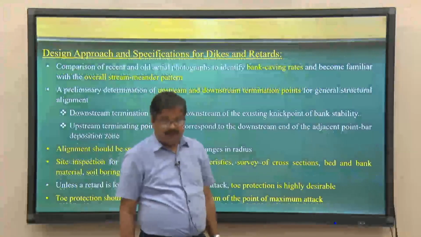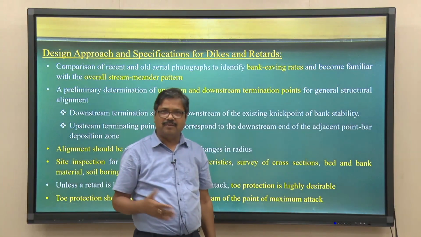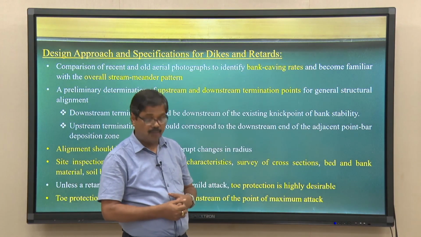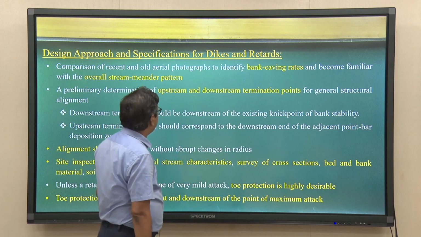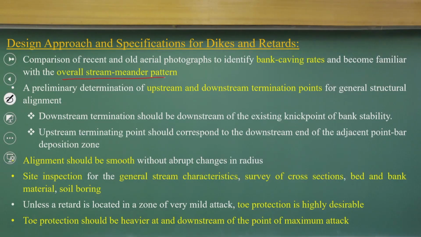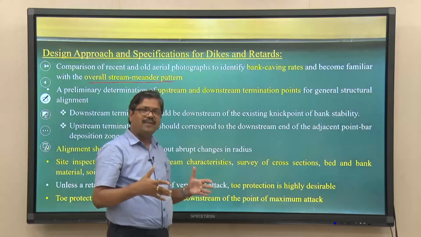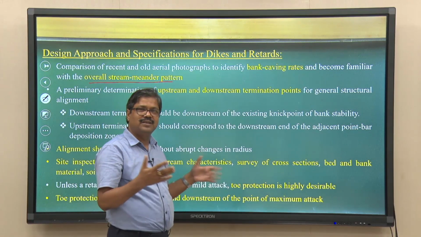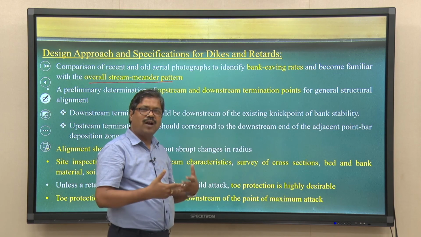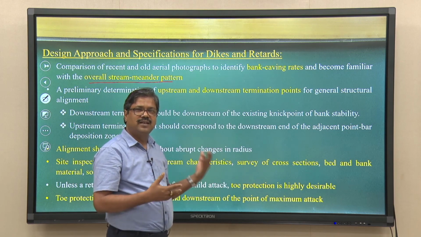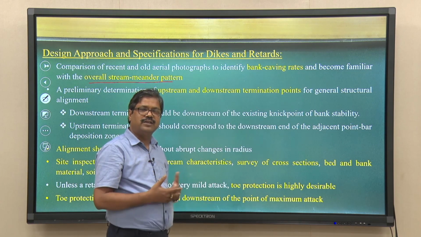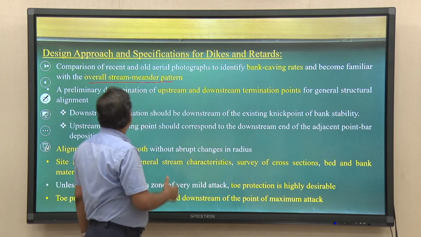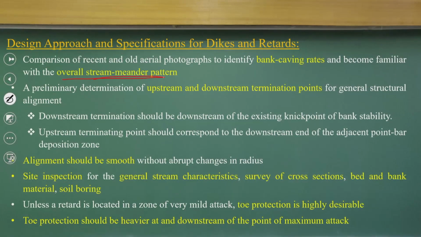Now, let us look at the design approaches, which are qualitative ways of design. We should be familiar with overall stream meandering patterns. Whenever you construct dikes, we should have knowledge of river meandering patterns as we discussed. That means it needs thorough morphological studies of the last 100 or 200 years to know what could be the pattern of the stream meandering. That is the scale at which we should work.